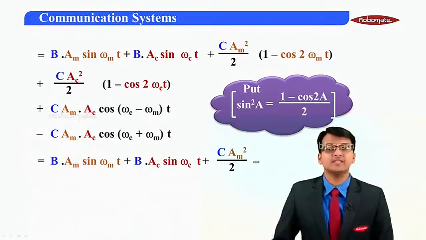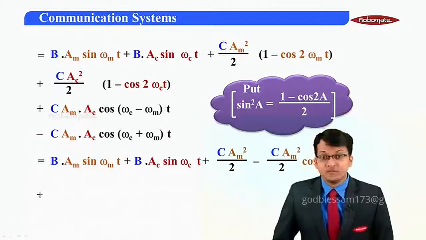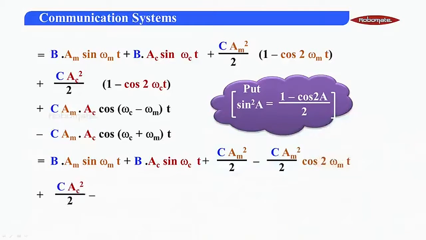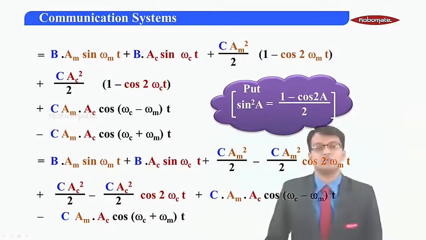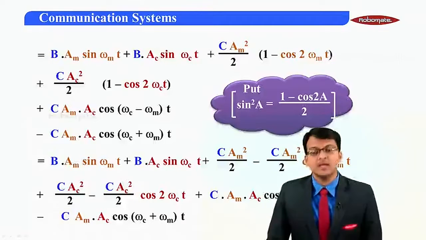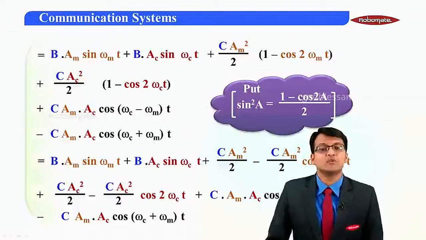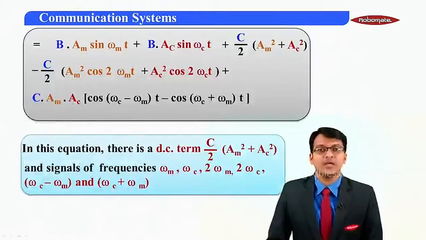Lastly, what I'll get is B A_m sin(omega_m t), which I don't require. Then I'll get B A_C sin(omega_c t), which I require. C A_m square by 2 I don't require. C A_m square by 2 cos of twice omega_m t I don't require. So lastly, the remaining two terms, that is A_m A_C into C cos of (omega C minus omega m)t, I require, and A_m A_C C cos of (omega C plus omega m)t I require.